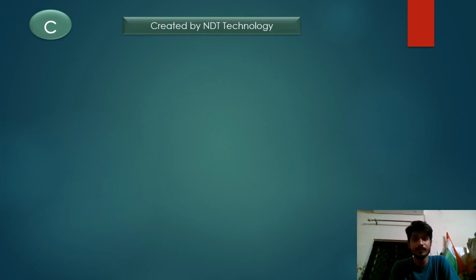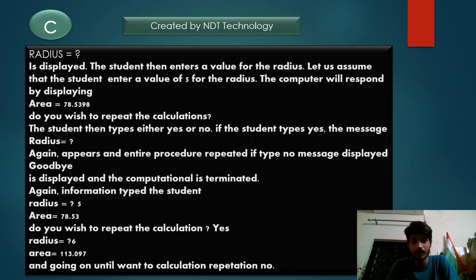So what is the concept here? Suppose the display is showing radius equals question mark. What will the question be displaying here? It displays the prompt, and the student then enters a value for the radius. Let us assume that the student enters a value of 5 for the radius. The computer will respond by displaying area 78.5398. This will be the area for a radius of value 5. So when the student puts the value of 5 as the radius, the area shows 78.5398.